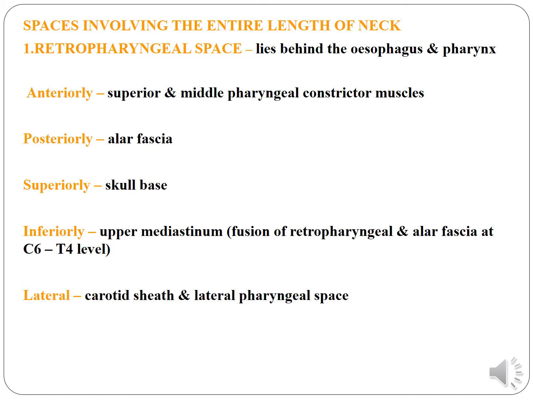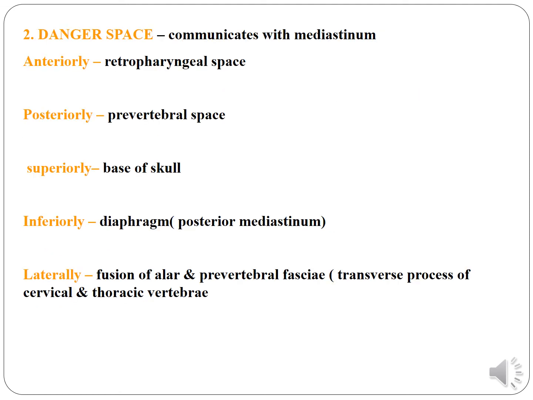So the spaces involved in the entire length of the neck will be: retropharyngeal space, which lies behind the esophagus and pharynx, anteriorly by the superior and middle pharyngeal constrictor muscle, posteriorly by the alar fascia, superiorly by the skull base, inferiorly by the upper mediastinum, and laterally by the carotid sheath and lateral pharyngeal space.